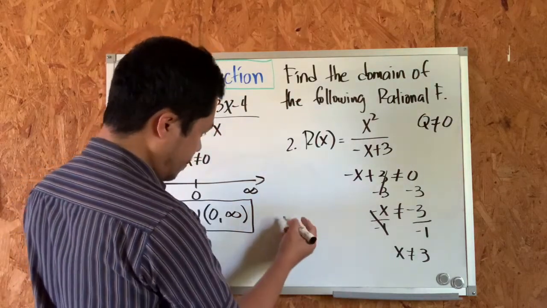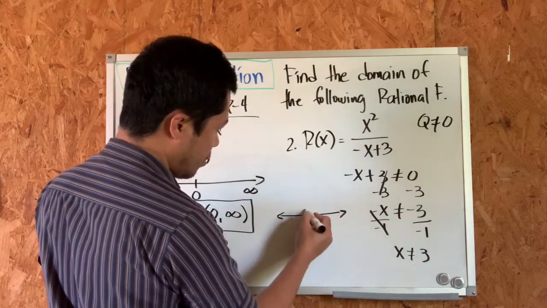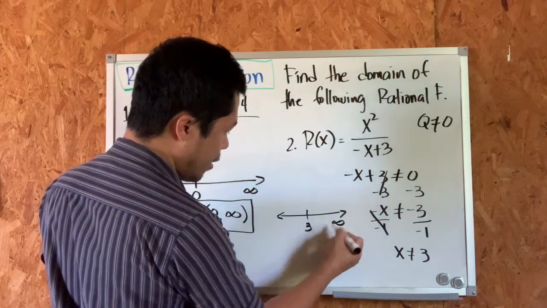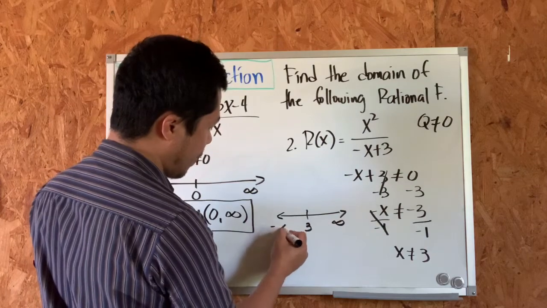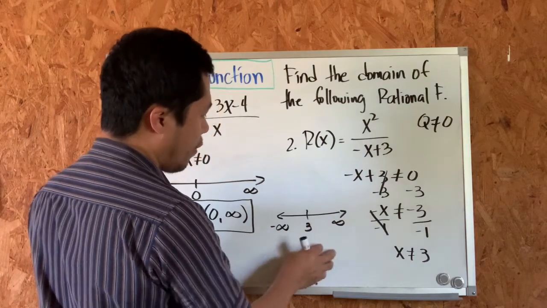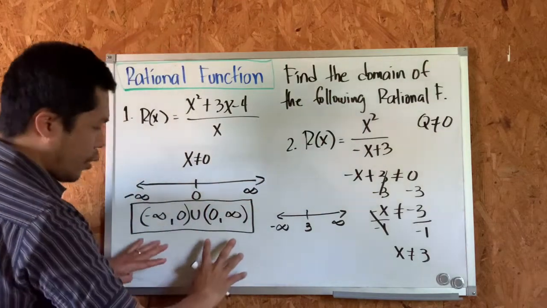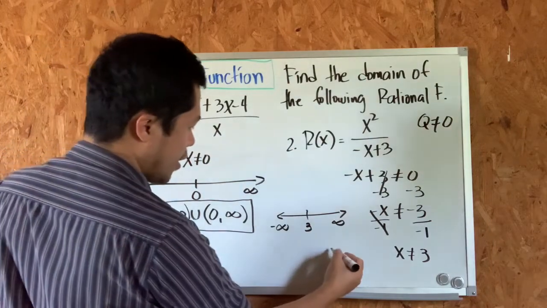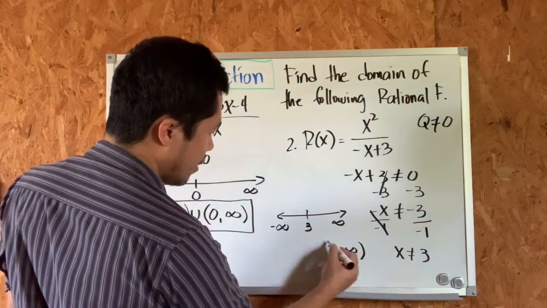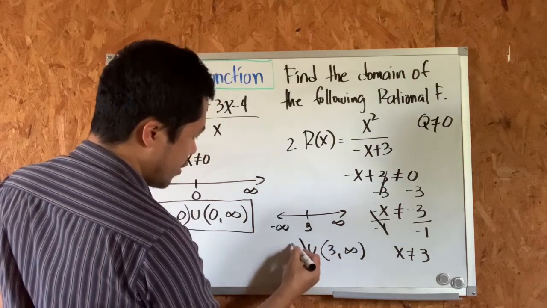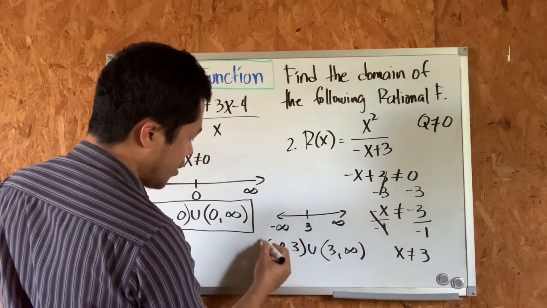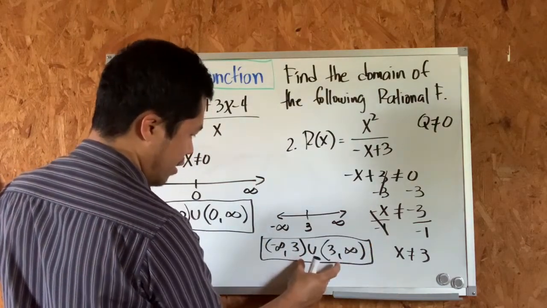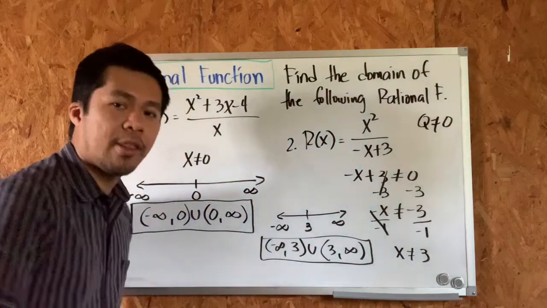So 3, using this arrow, I will locate 3. All the numbers on the right side of 3 are acceptable, and all of the numbers on the left side of 3 are also acceptable. On the left side, it's all negative, and on the right side, it's all positive. So we will just be doing this notation. They are almost similar because we are dealing here with one number only. So that's 3 until positive infinity, union 3 until negative infinity. So this is our domain. It means all of the numbers except 3. This parenthesis means that 3 is not included.